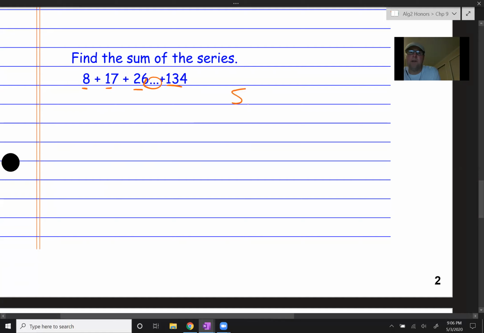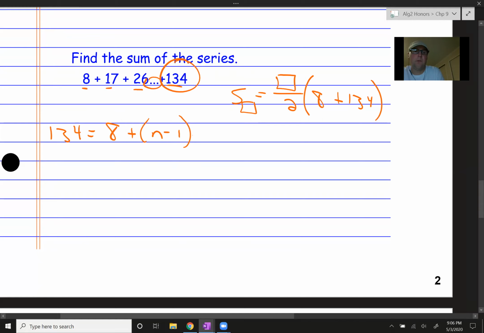The sum of I don't know how many equals I don't know how many over 2, 8 first term plus 134 last term. So we need to find out the term number. You can totally do this because the last term has a value of 134. The first term is 8 plus we don't know what number, minus 1. And you can figure out that these are increasing by 9.